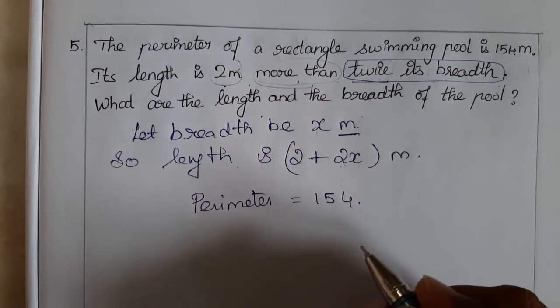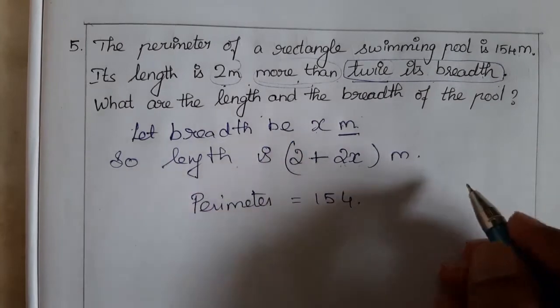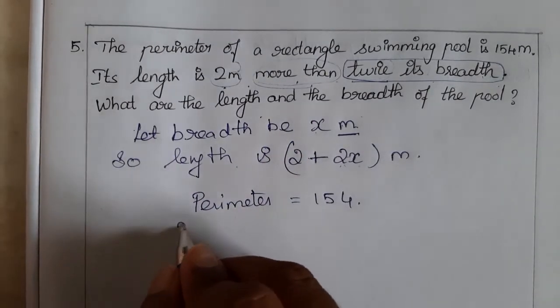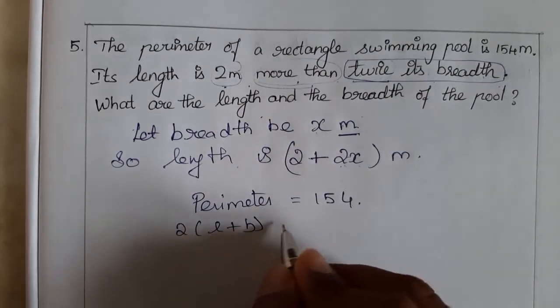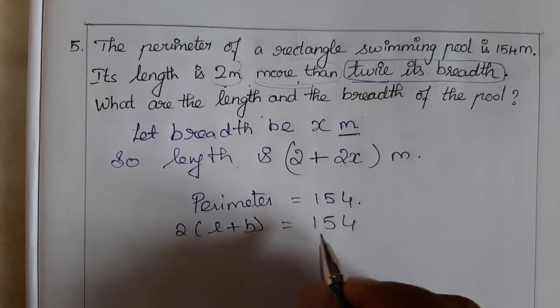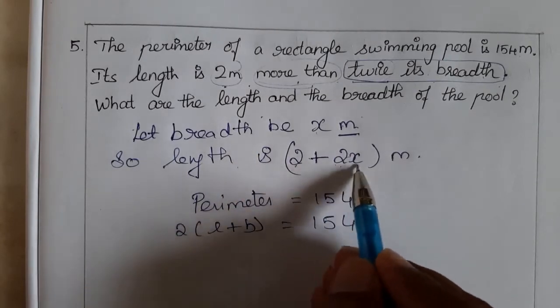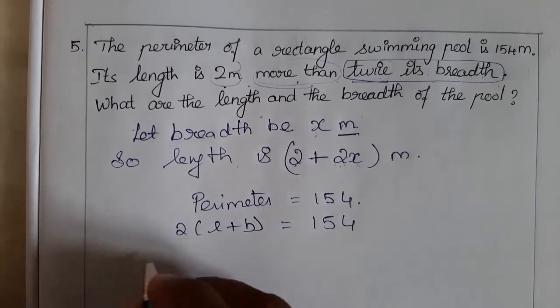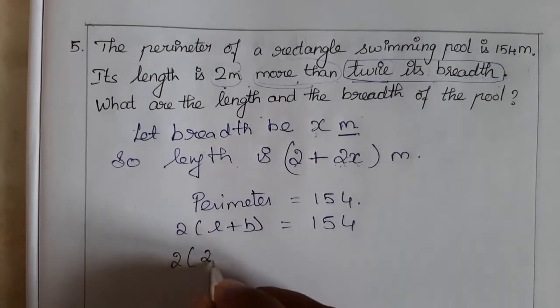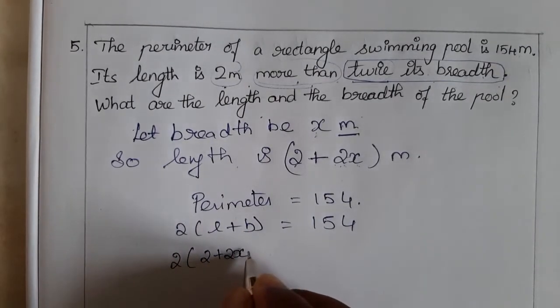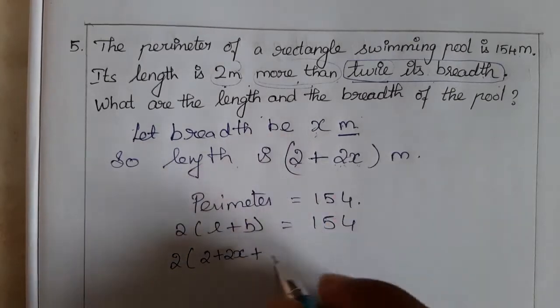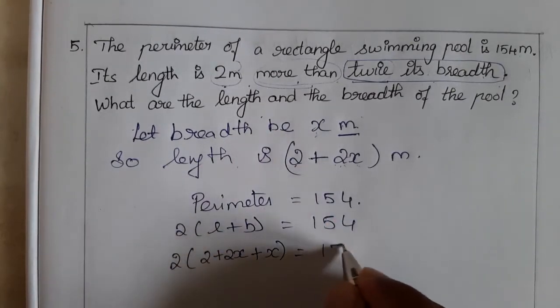So what is the perimeter formula for the rectangle? 2 into (L plus B) is equal to 154. What is the length here? 2 plus 2x, and the breadth is x. Just substitute there: 2 into (2 plus 2x plus x) is equal to 154.